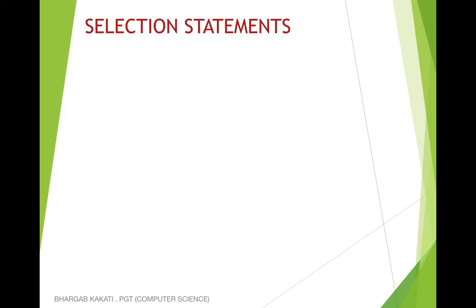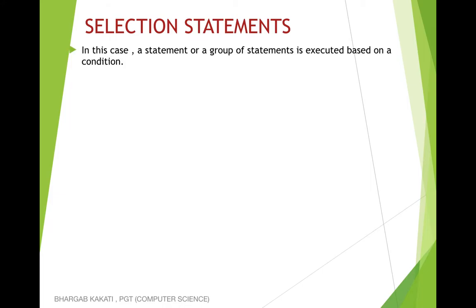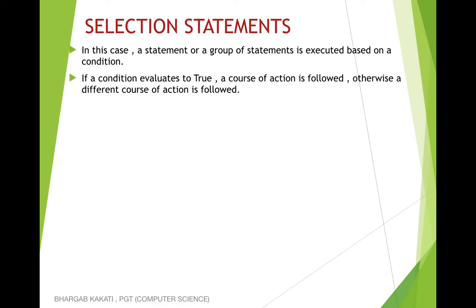See, till now, whatever programs we have been doing in class 11, all the programs executed sequentially. Sequentially means line by line without skipping any line in between. But selection statements are some category of statements which are executed based on a condition. And in this type of statements, not all lines of code get executed. Some lines of code will get executed and some other lines of code will not get executed.